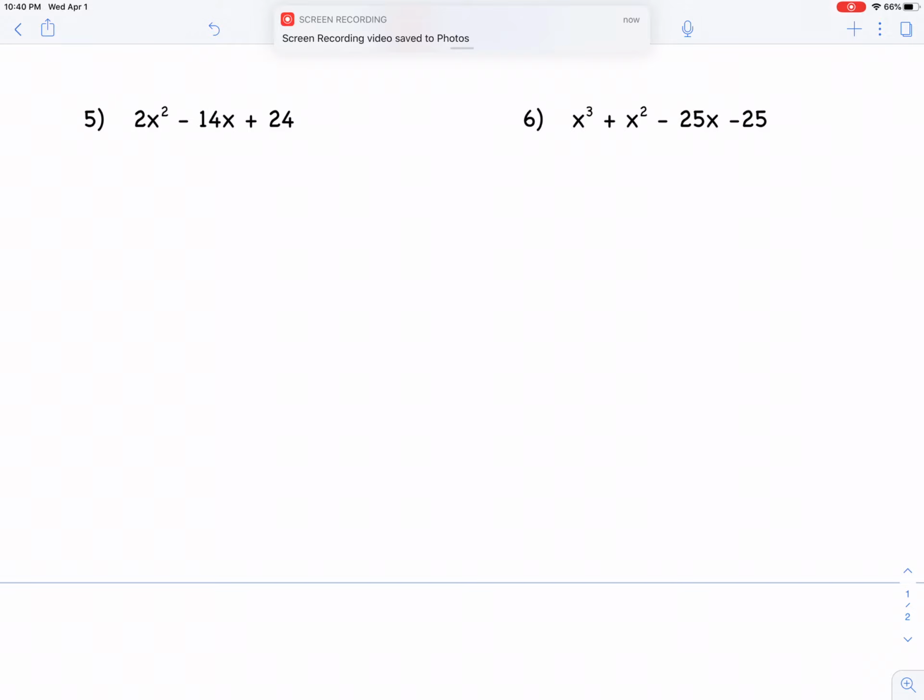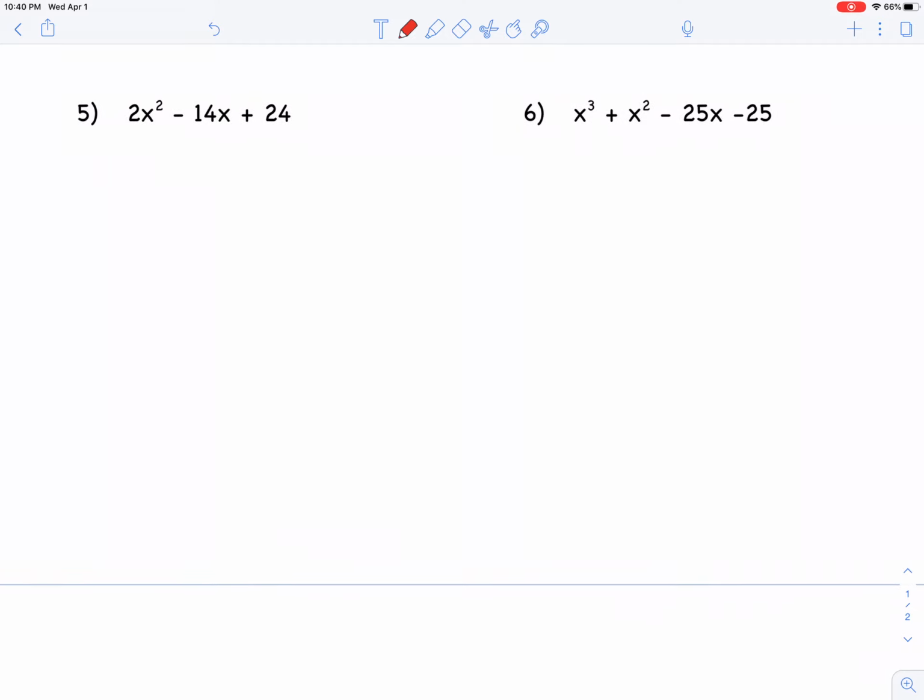Okay, number 5. As I did for all of them, the first thing I do is look for something I could divide all 3 terms by. And in this case, I have something. I could divide them all by 2. So I could factor out the 2. There's no variable in this last term, so I can only divide by a number, not a variable. Divide everything by 2, I get x squared minus 7x plus 12.